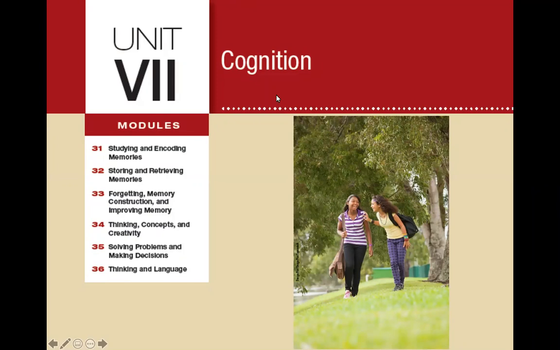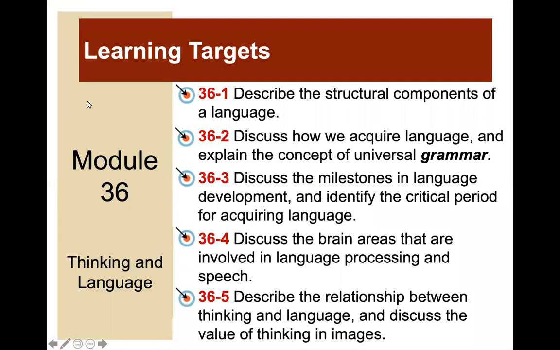So welcome to Unit 7, Cognition, Thinking and Language. This module is module 36, and there are 5 learning targets. Okay, so at the end of this module, hopefully you'll feel more comfortable with this information that I'm going to cover right here. The first learning target is describe the structural components of a language.